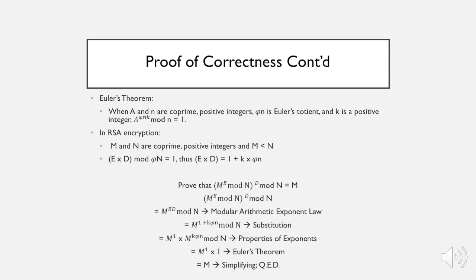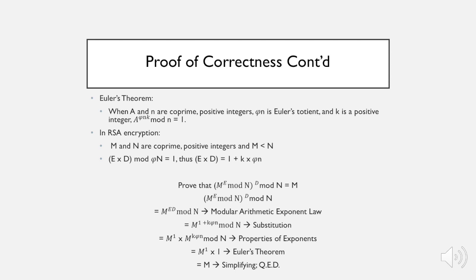If m to the e power mod n all raised to the d power mod n is the expression that we're attempting to simplify, then we can simplify this to m to the ed power mod n by the modular arithmetic exponentiation law. This in turn simplifies to m to the 1 plus k times phi n power mod n because of substitution, which in turn simplifies to m to the first power times m to the k times phi n power mod n due to properties of exponents.